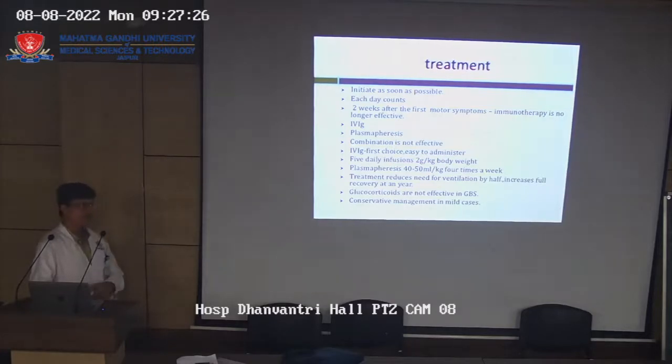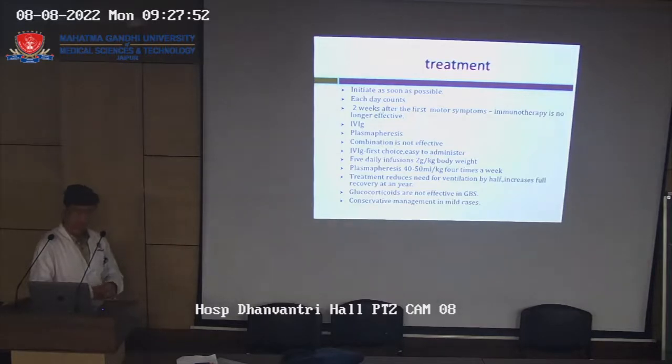This immunotherapy may be in the form of IVIG, or you may go for plasmapheresis. But IVIG is more effective than plasmapheresis. And in the trials it has been seen that the combination is not more effective. Either you should go for IVIG. If IVIG is not available, or if the patient cannot afford IVIG because it is an expensive drug, then you should go for plasmapheresis.